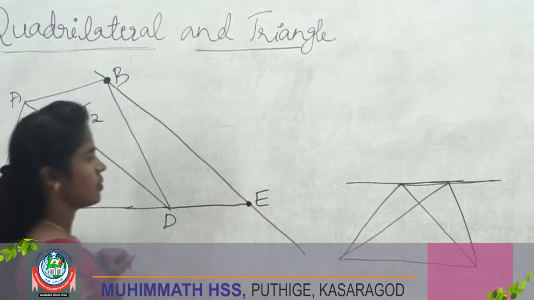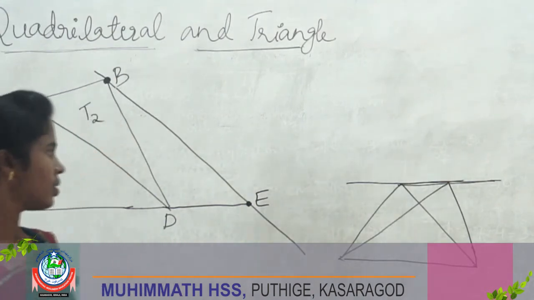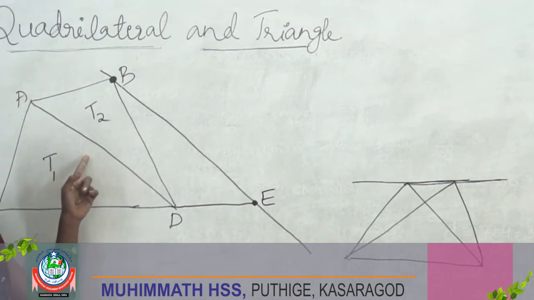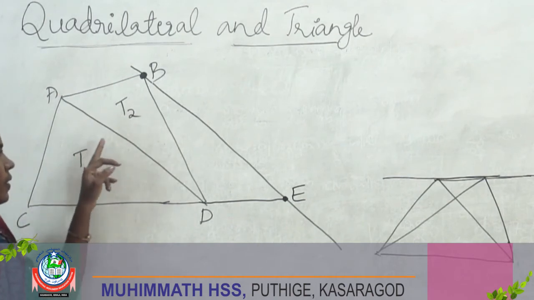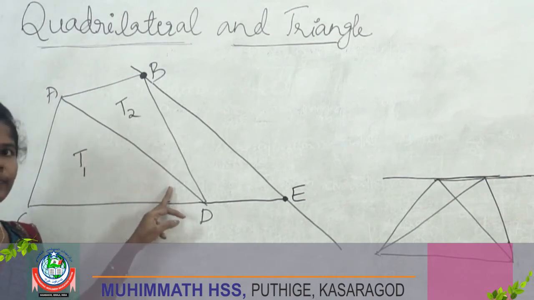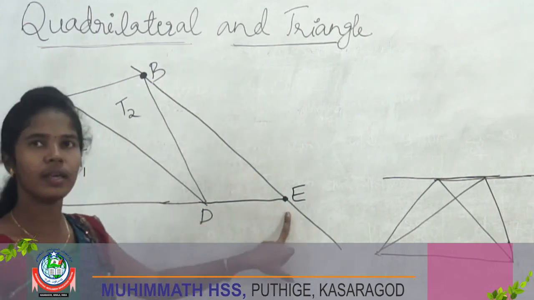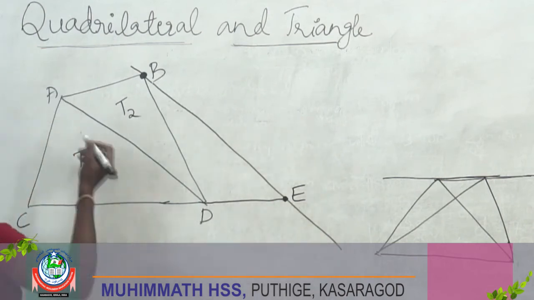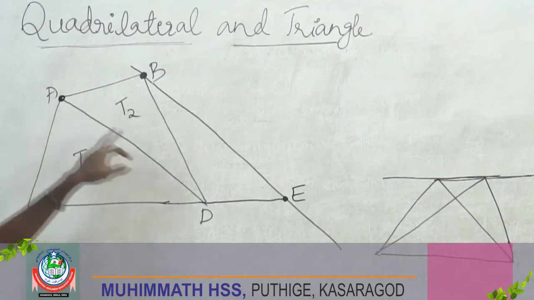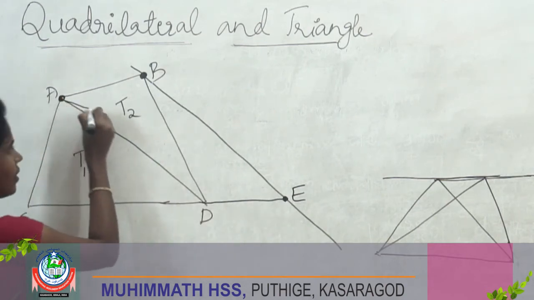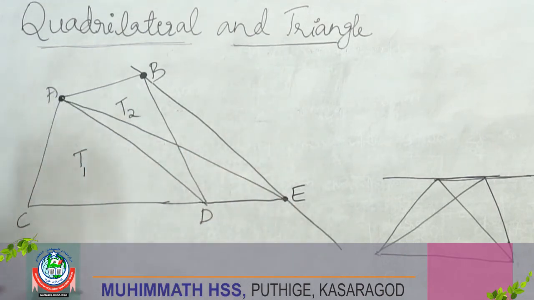First step is draw a quadrilateral ABCD. Second step is draw a diagonal. Third step is draw a line through the fourth vertex of the quadrilateral which is parallel to the diagonal. Fourth step is extend the baseline up to E. And the fifth step, the last step, is join the third vertex of the quadrilateral and E. Join A and E. So our steps are completed.